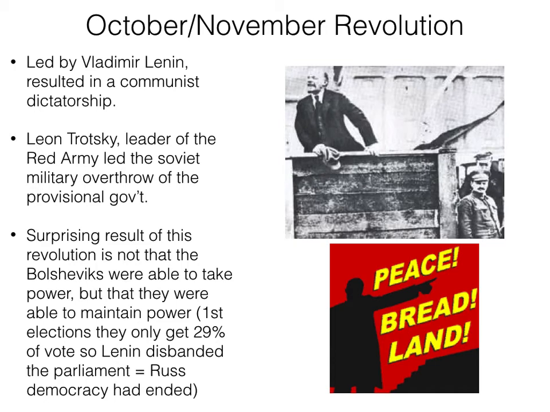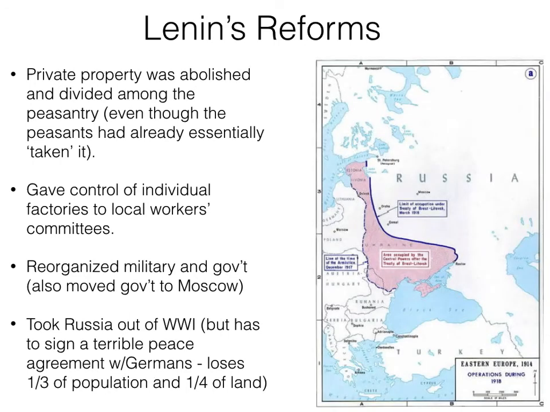And so what we're going to see then is Lenin making some important changes and decisions to basically consolidate power and try to move Russia forward. Like I said, he's going to abolish private property. Even though peasants had already kind of done this, sorry, not that private property was abolished, but that private property was divided amongst the peasantry is a better way of saying that. We already talked about the worker stuff. He's going to reorganize the military and government, and he's going to move the government to Moscow. The military part has a lot to do with Leon Trotsky, who is going to be very, very important when the Russian Civil War starts.